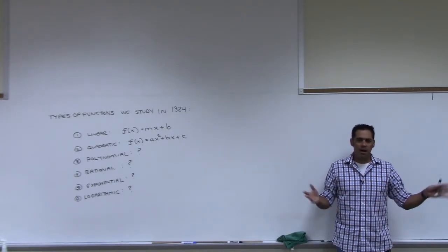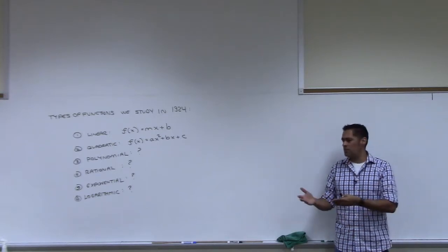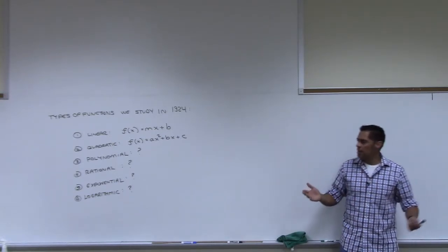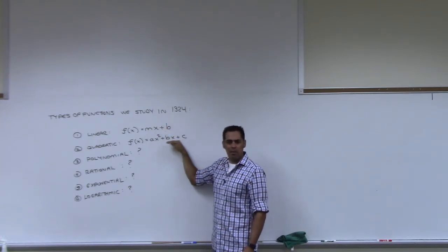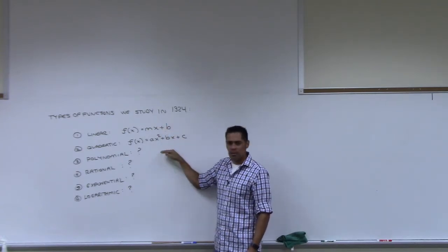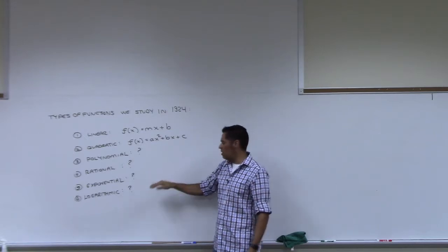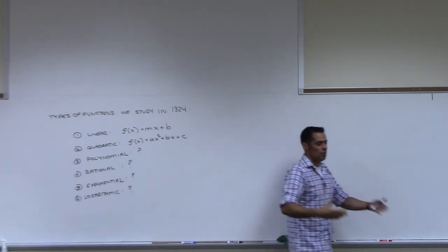When you try and make a model of what's happening with your business or with anything, what we do is we try and say, hey, does that look like a line? Does it look like a parabola? Does it look like a polynomial, a rational function, an exponential function, a logarithmic function? Like, which one does it look like?